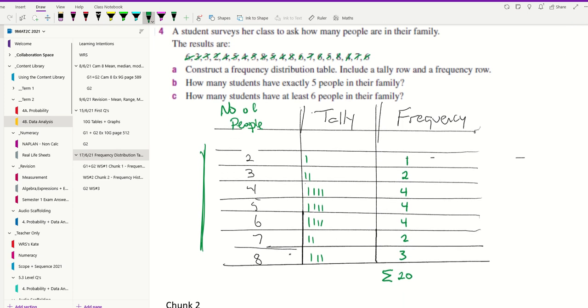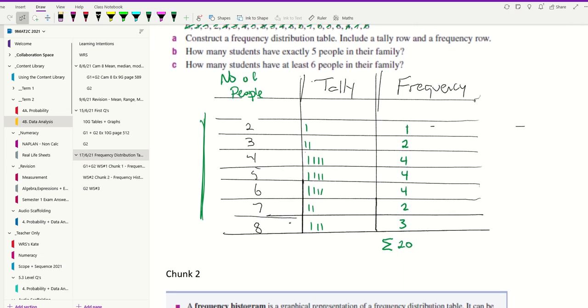It might even tell me in the question. No, it doesn't. All right. So that is A. Construct the frequency distribution table.